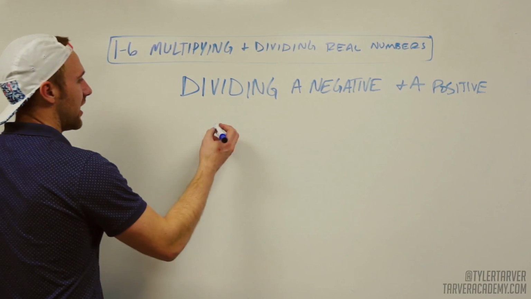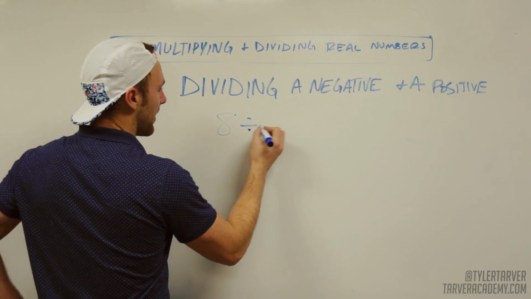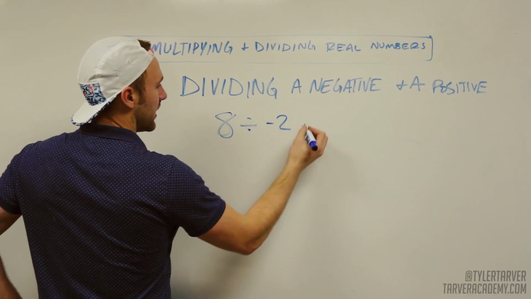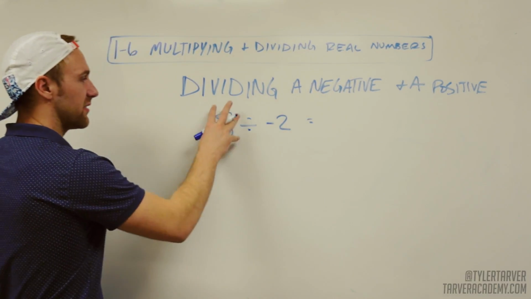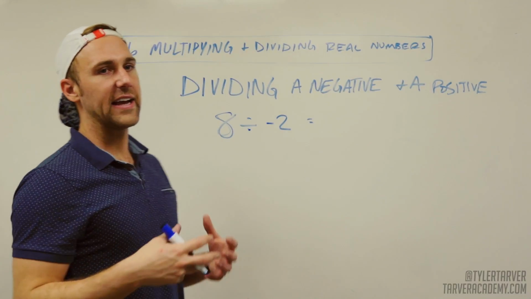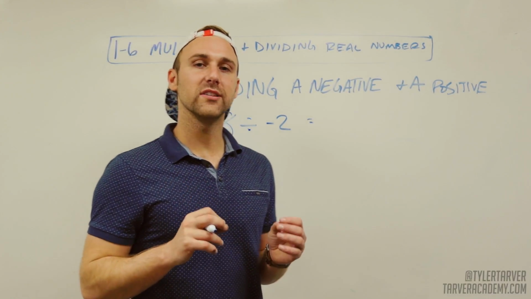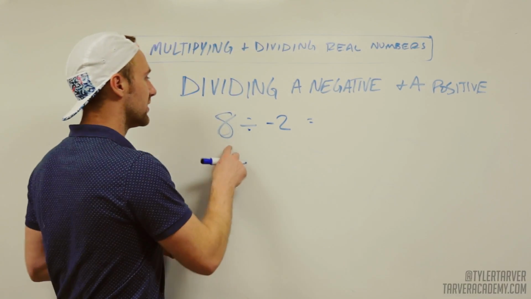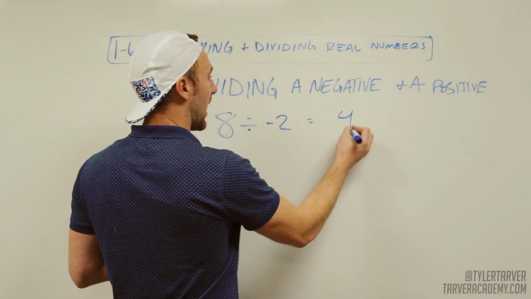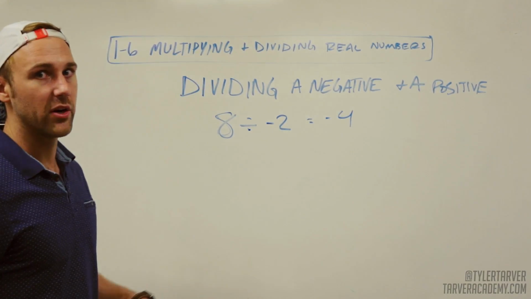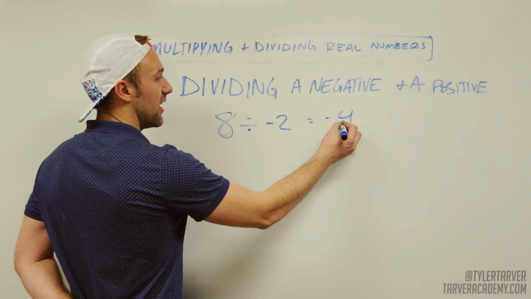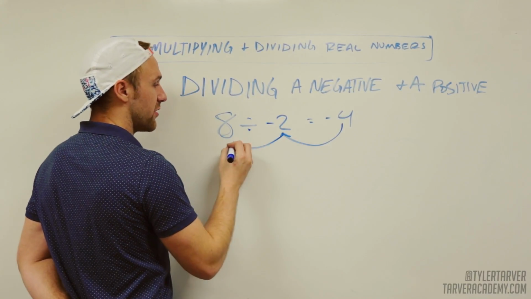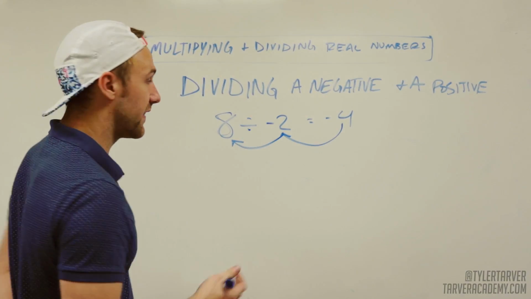So let's say you've got 8 divided by negative 2. Anytime one of the numbers is a negative, that would be this one, and one of them is a positive, that would be this one, the answer, or the quotient, is going to be a negative. So 8 divided by 2 is 4. I know it's always going to be a negative. Boom. Way to backtrack to see if you got it right. The opposite of divide is multiply. Negative 4 times negative 2 is positive 8. So we know we did that right.